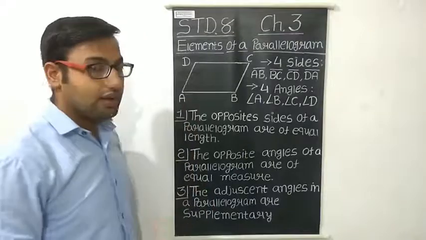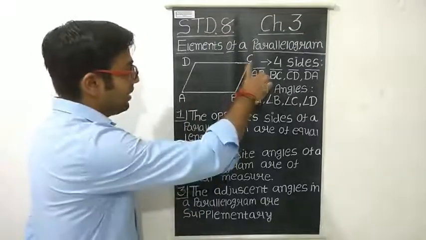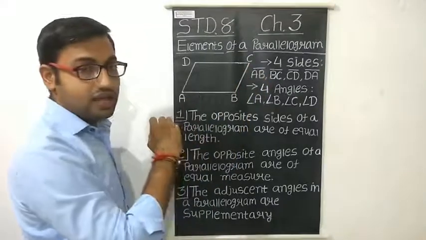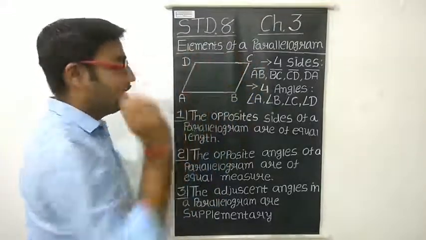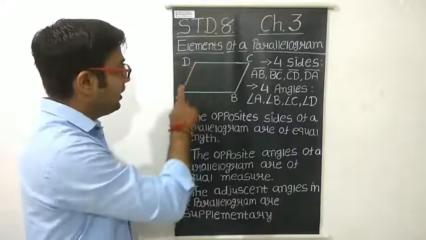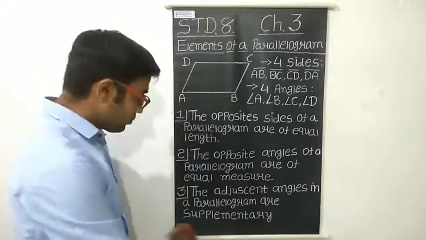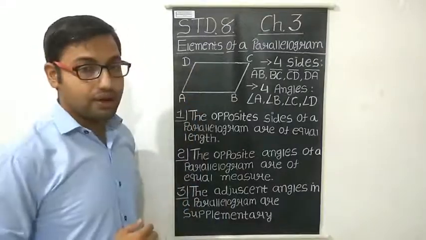D and A again 180 degree. Right? So any two adjacent angles are supplementary: AB or BC or CD or DA, angle D and angle A. So this is the third property.